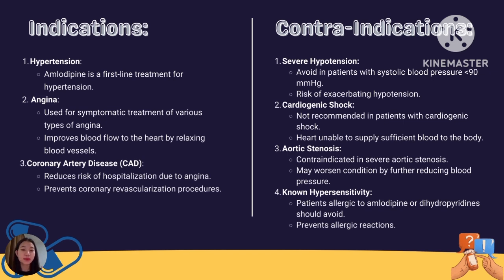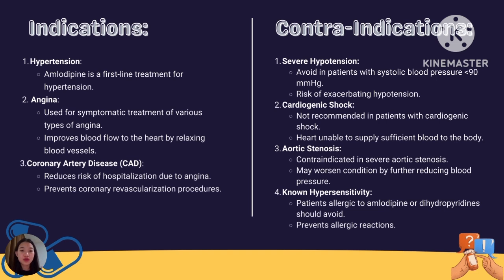It is used for the symptomatic treatment of angina pectoris, including chronic stable angina and vasospastic angina. Amlodipine helps by relaxing and widening blood vessels, thus improving blood flow to the heart muscle and reducing the workload on the heart. And the third one is coronary artery disease. Amlodipine can be used in patients with confirmed coronary artery disease to reduce the risk of hospitalization due to angina and also to prevent coronary revascularization procedures.